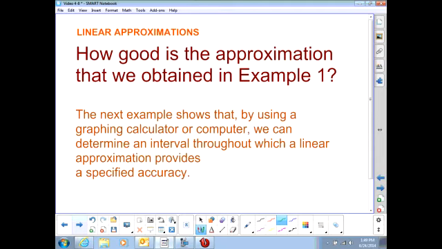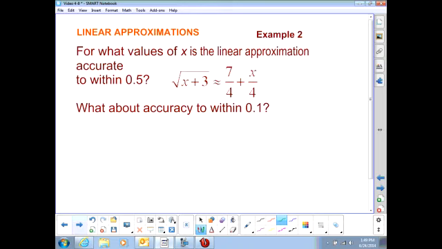Now, we might want to know sometimes how good of an approximation our linear approximation is. So thinking back to our first example, we were approximating the function square root of x plus 3, and our linear equation we got was 7/4 plus 1/4 x, or x over 4. Well, what if we said we only wanted to use our approximations if they stayed within 0.5? Or in other words, if it goes beyond 0.5, we're saying it's not a good approximation anymore.